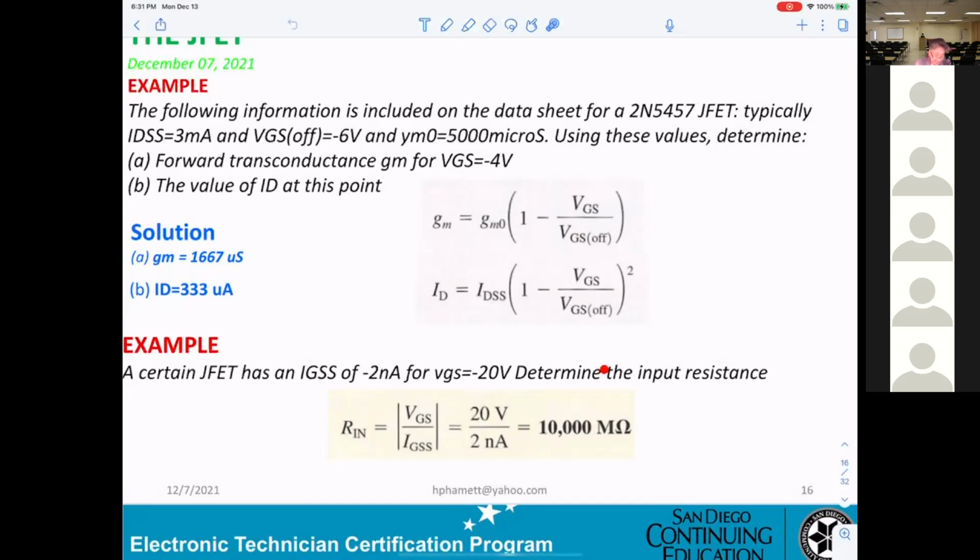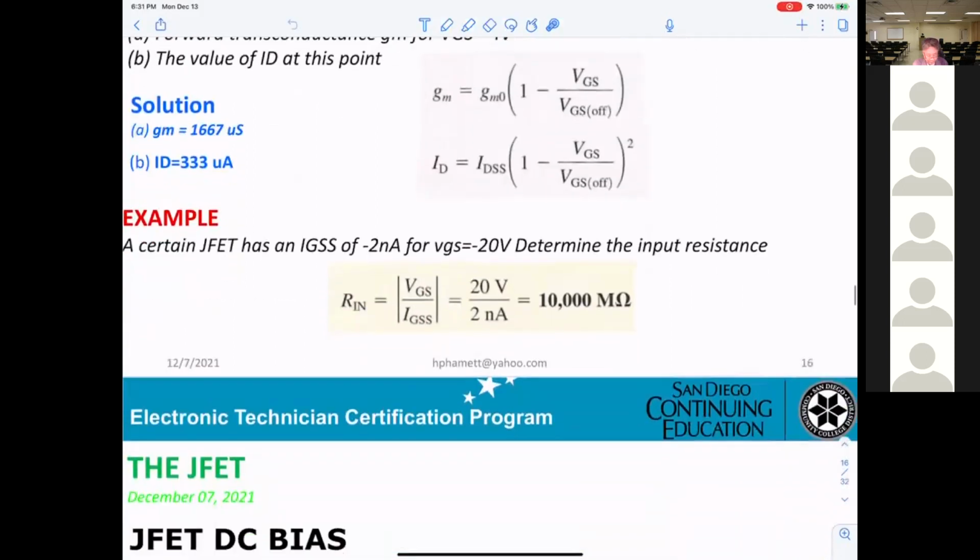And another example, they want to calculate the input resistance. Rin equals the absolute value of VGS over IGSS. They already gave it to you here. IGSS equals minus 2 nanoampere and VGS equals minus 20 volt. Just substitute into the equation. They want the absolute value, and you get 10,000 mega ohm.